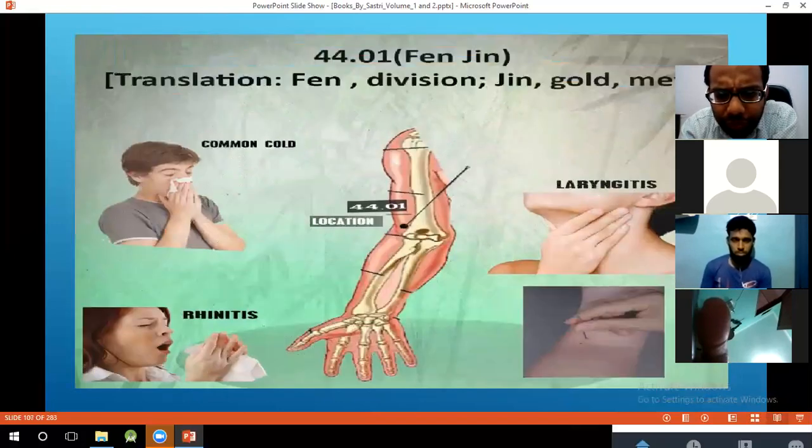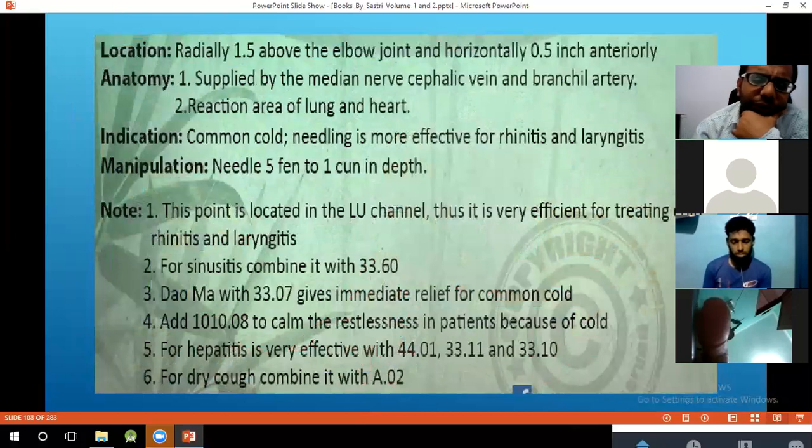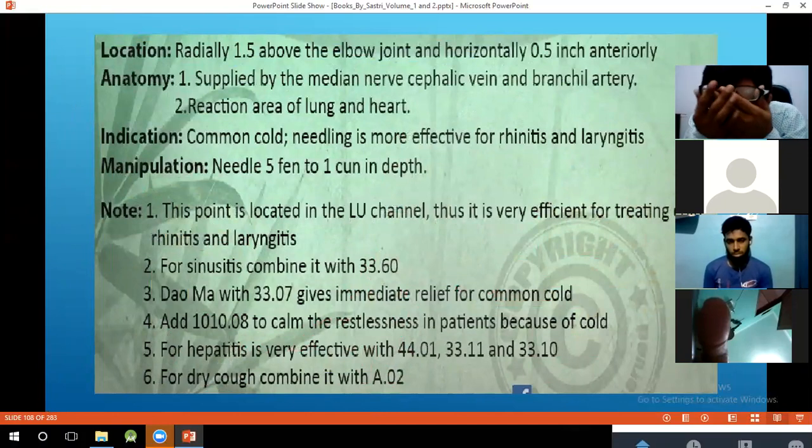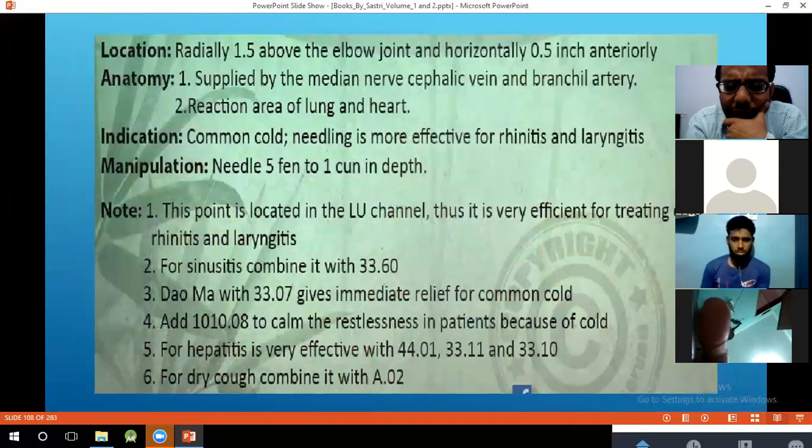Then comes 44.01. So 44.01 is also very good for laryngitis, especially in lung trouble and all that. This area: tonsillitis, laryngitis, sinusitis. For sinusitis, I recommend combining it with 33.6, then 0.07, and this one. Previous combinations I have already written. If you try this combination, you get very good results. You can even combine it with LU5. If you combine 44.01 with LU5, you get very good results in the patients. And you can also combine 44.01, 02, and 03 for getting very good relief in the lung area.